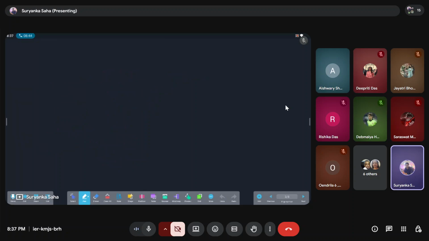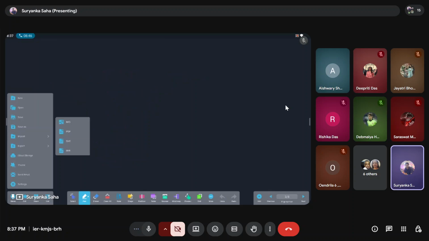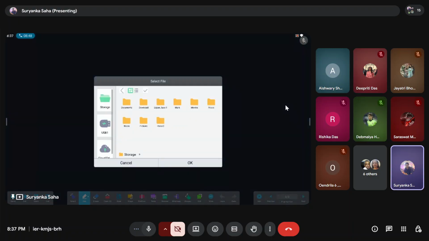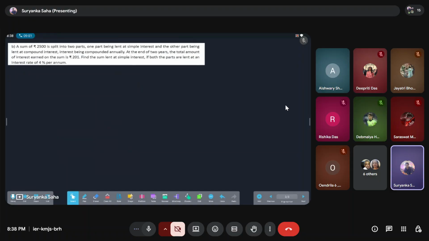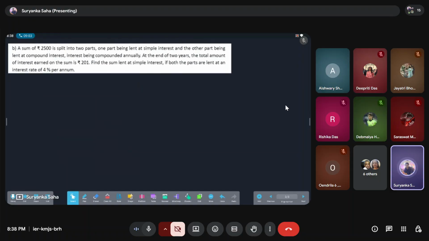Next page. Let me import the next question. Sure. It's visible properly, I think.